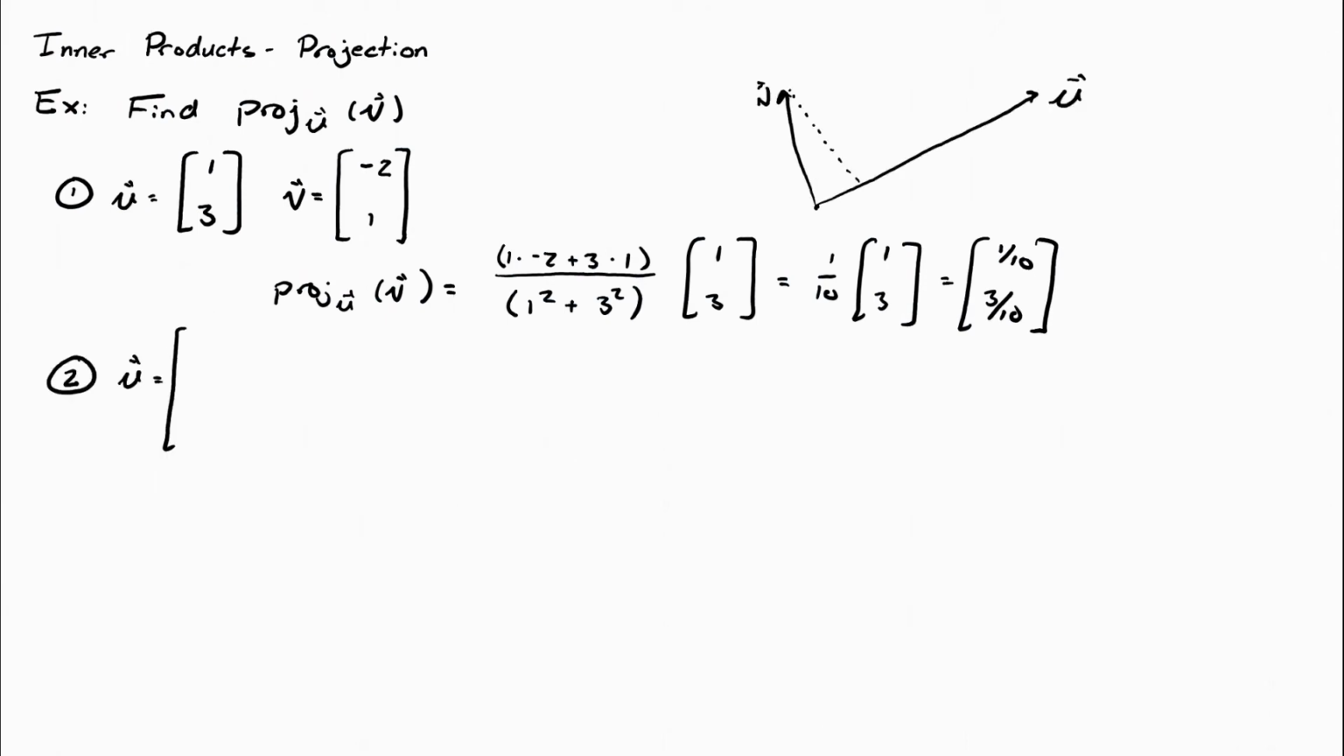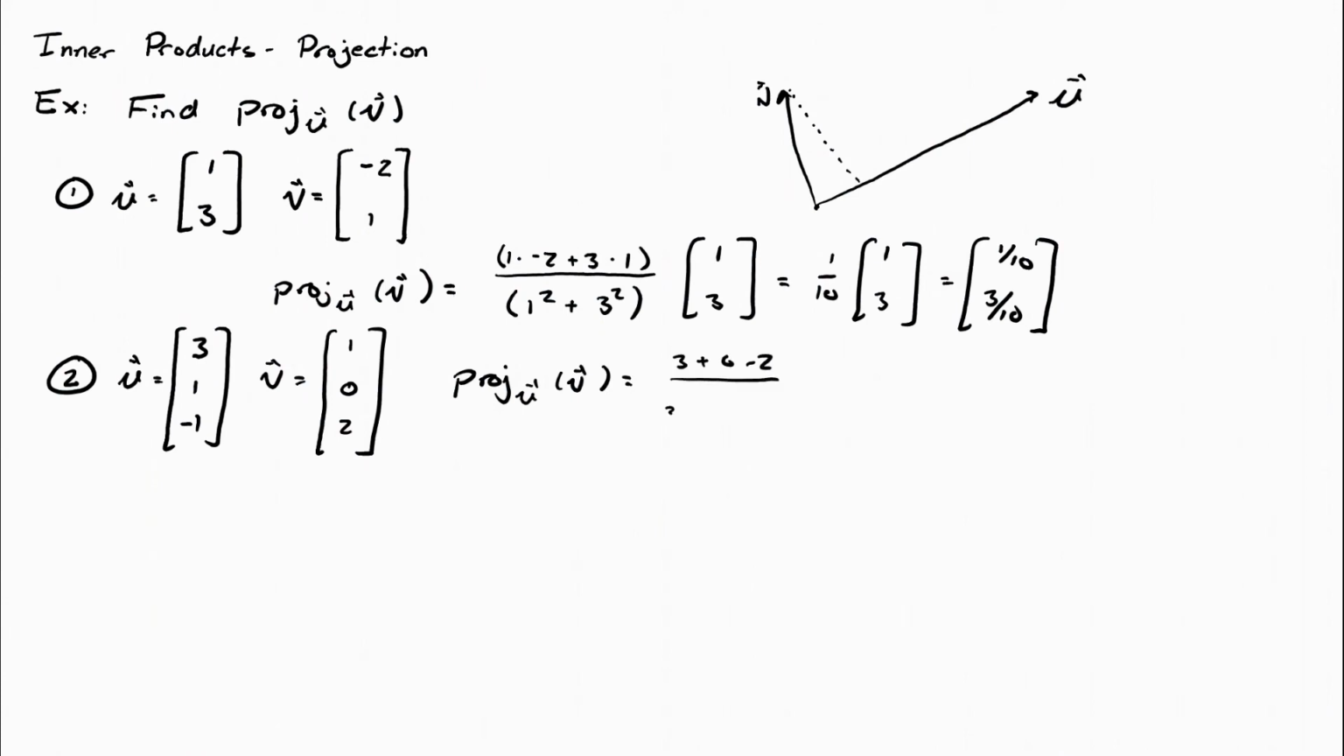Second, u equals (3, 1, -1), and v equals (1, 0, 2). Then the projection is given by this. The numerator here is just the dot product, and the bottom is just the length of u squared. I'm not going to expand this one, I'm just going to leave it like this.